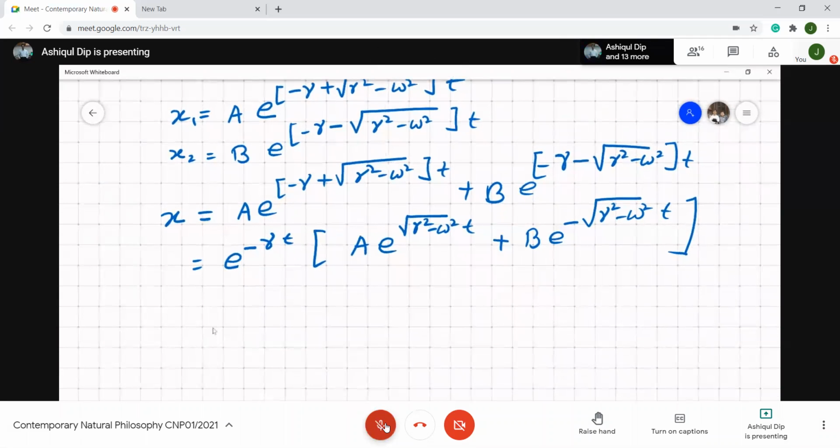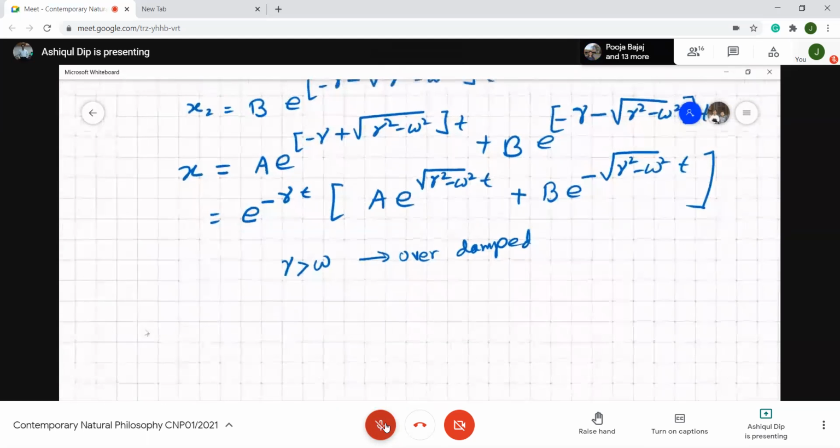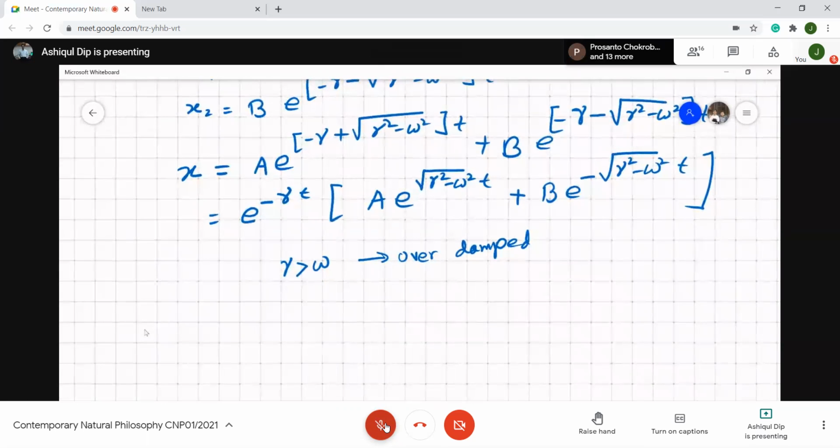So when gamma is greater than omega, that's not a problematic case, right? So we call it the overdamped situation. Then this thing is some positive constant. This thing is also a positive constant, but with a negative sign. So overall, it's negative, right? So in that case, we have purely exponential solutions.